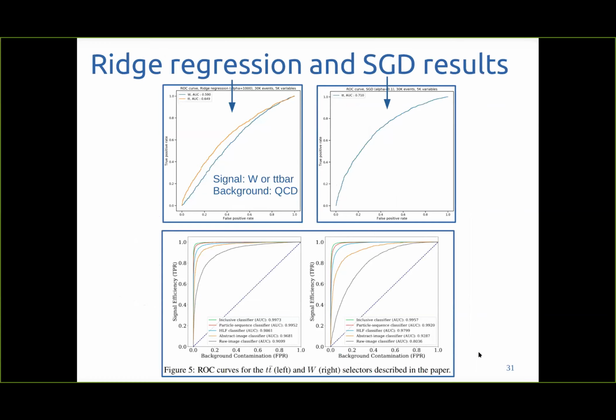Below, you have the results achieved by the articles. So for TT bar, they have an area under the curve of 90% for simpler methods. For W, it's more like 80%. And the results we achieve with ridge regression are 60% for W, 65% for TT bar.